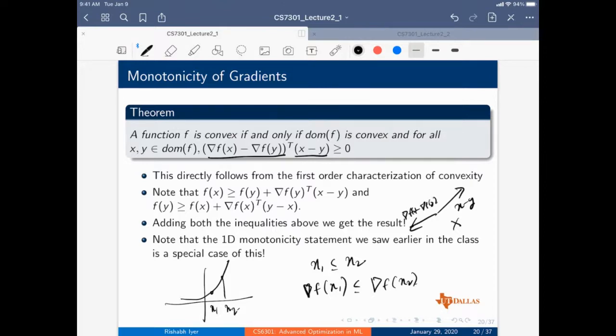Okay, so this is the result stating this property, and in fact this property holds very easily from the first order convexity, right? So all you need to do is note that f of x is greater than or equal to f of y plus this, and f of y is greater than or equal to basically gradient f of x transpose y minus x, and you just add the two. So you just add these two results, and lo and behold, you'll exactly get this simple relationship. So adding both inequalities above, we get the result. Also, as I mentioned, the one-dimensional monotonicity statement we saw earlier is actually a special case.